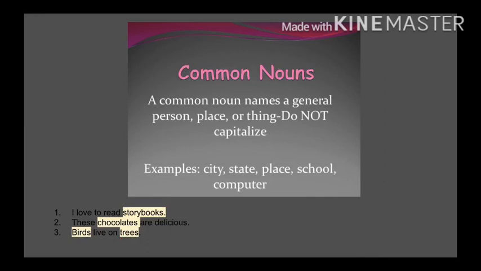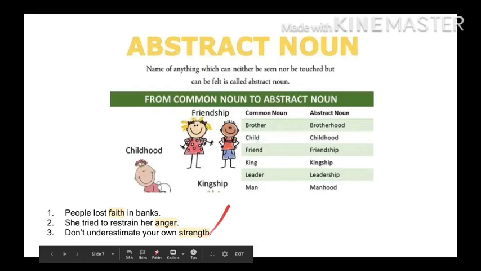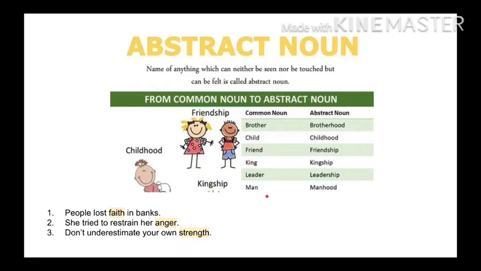Now let's move to the next type. Next type of noun is abstract noun. Abstract nouns are the names of anything that expresses feelings that cannot be touched, that cannot be seen, but can only be felt. For example, faith, anger, brotherhood, childhood. They are some examples of the abstract noun. If you see on your screen, there is a table where there are common nouns as well as abstract nouns.